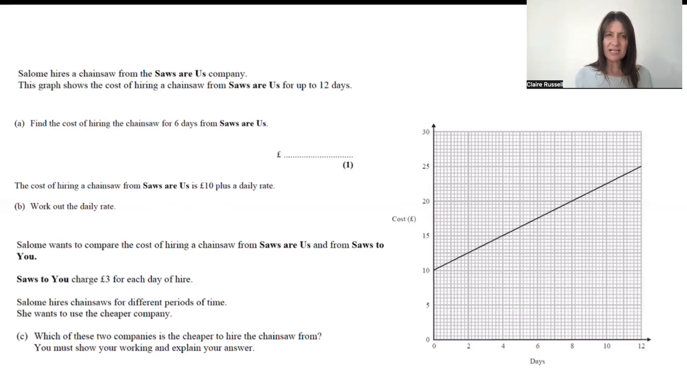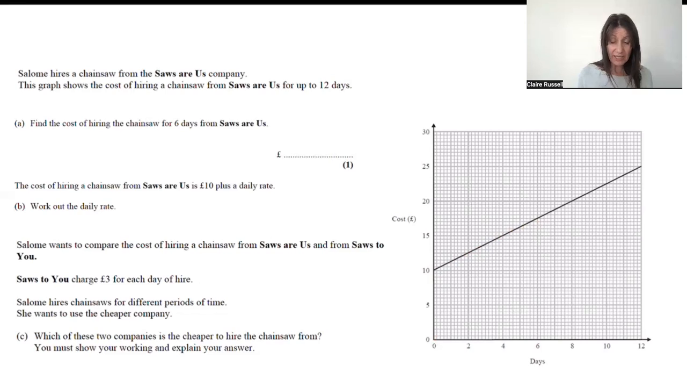This is where it starts to get a little tricky now. You're being asked to find out the daily rate. So we know where it's starting at 10, that there's this flat rate. Before you've even taken it out for 1 day, you're at 0 days and it's cost you £10. And then with each day, there's a steady cost involved. And that's what we need to work out. And that comes from looking at the gradient of the line.